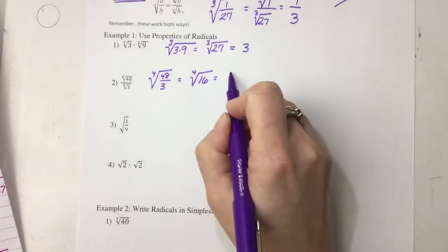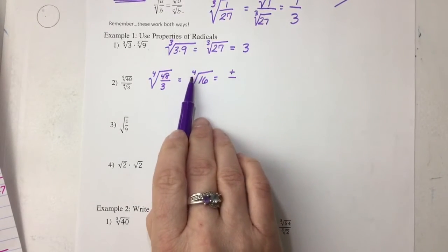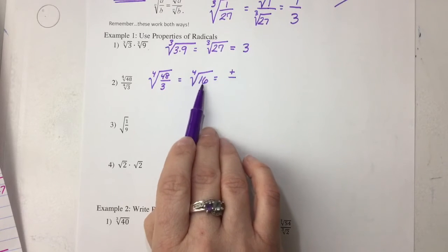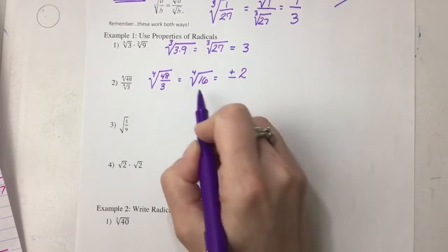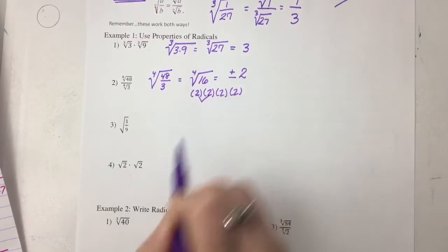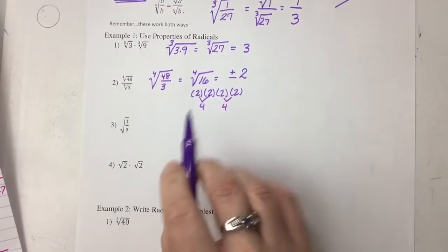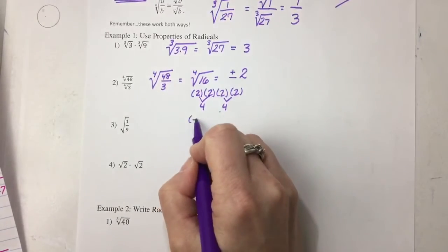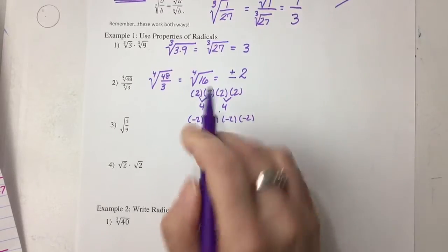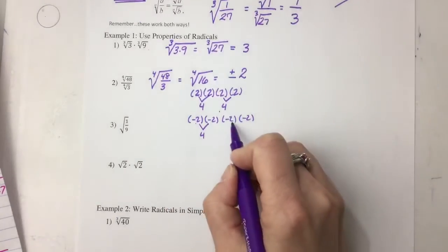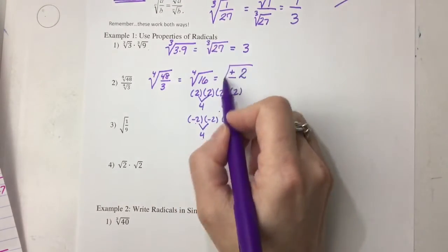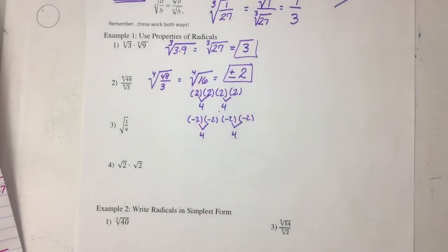Oh, make sure you have a positive and a negative, because remember from 7-1, this is an even index. This is a positive number, so there's going to be two options, and that's going to be a 2, because check this out. 2, 2, 2, 2. If I look at it in groups, 2 times 2 is 4, 2 times 2 is 4, 4 times 4 is 16. But I can go negative 2, negative 2, negative 2, negative 2, because negative times a negative is still a positive 4. Negative 2 times negative 2 is a positive 4. 4 times 4 gets you to 16. So I would have a positive and a negative 2.